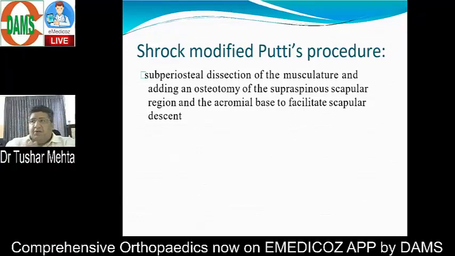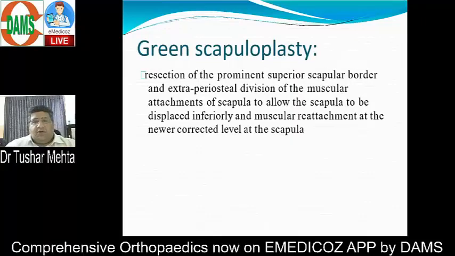So they said that not only do you detach and reattach the muscles, apart from the subperiosteal dissection of the muscle, we will do an osteotomy over the base of the acromion and the supraspinous part of the scapula to bring the scapula down. So Potte's was basically a muscular thing. Schrock added an osteotomy. You can remember it like this.